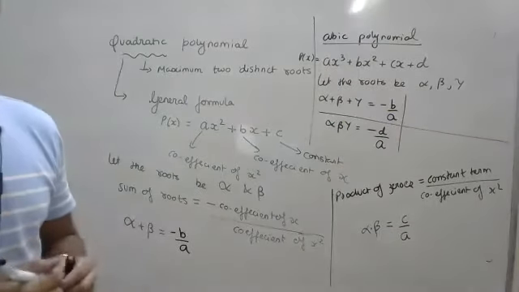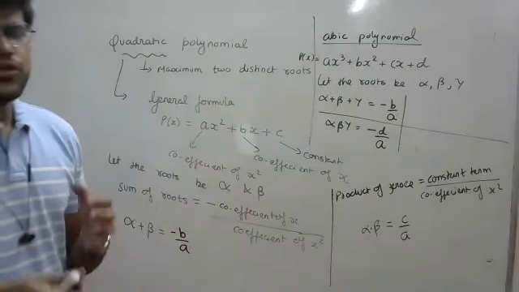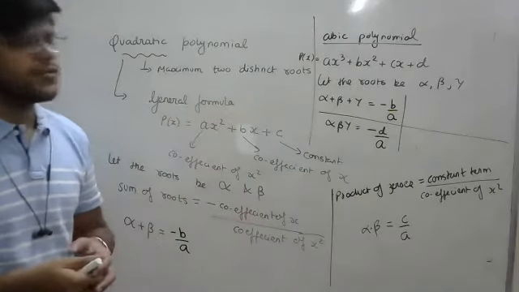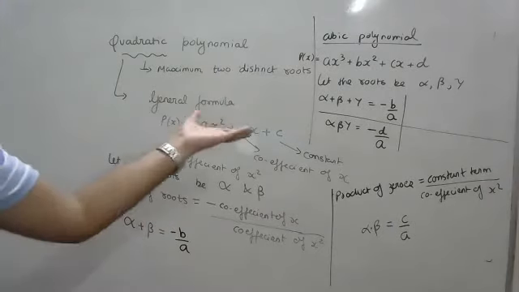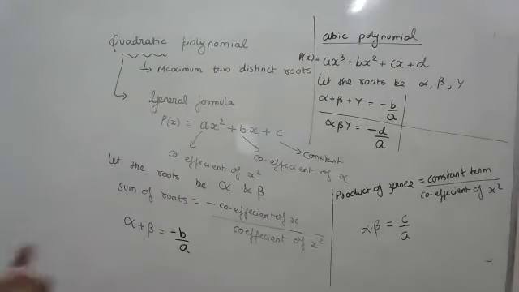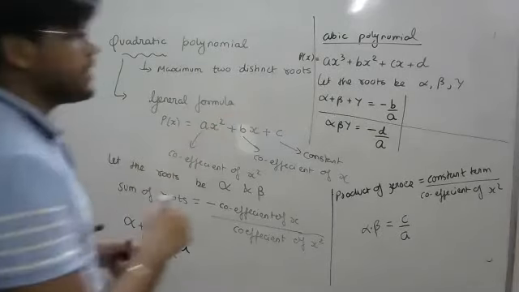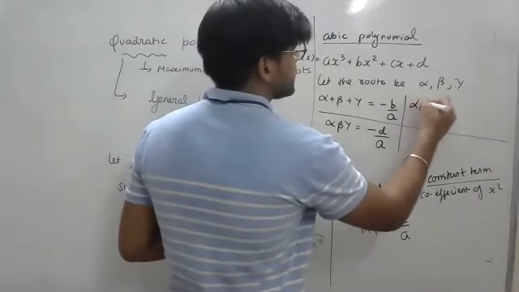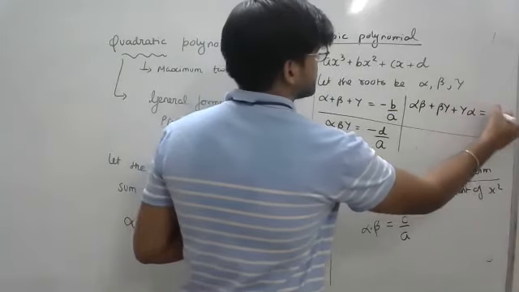But I hope you are preparing for other exams also. If you want to prepare for NDSC, or some competitive exams, in those situations, if you remember these formulas, it will help you. These small extra concepts will be helpful. Alpha into beta into gamma is minus d by a, and one more formula is alpha into beta plus beta into gamma plus gamma into alpha. It's c by a.